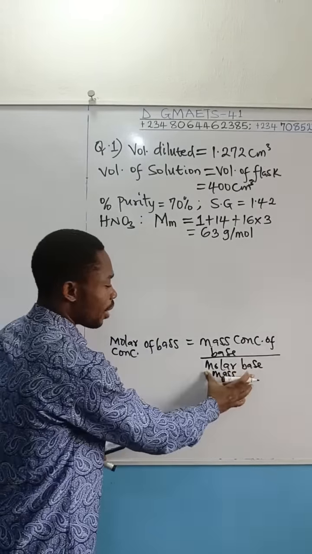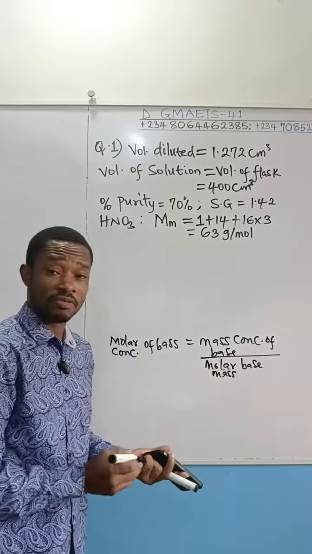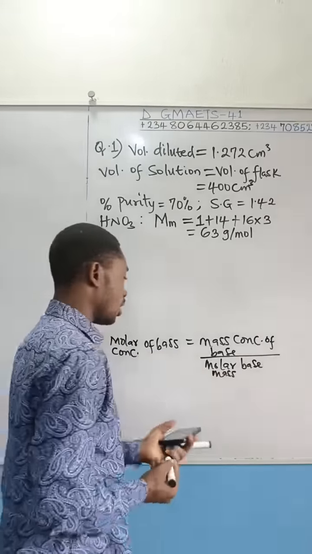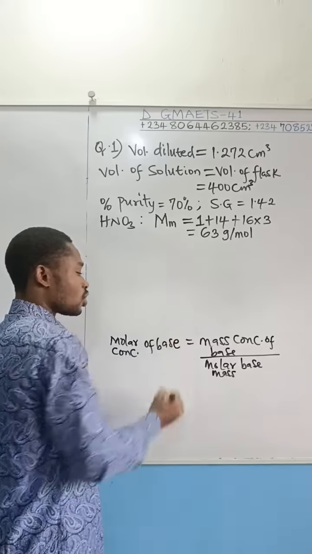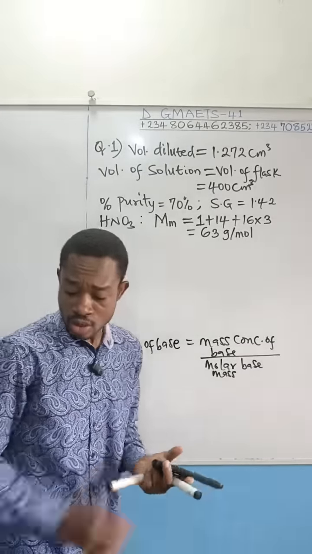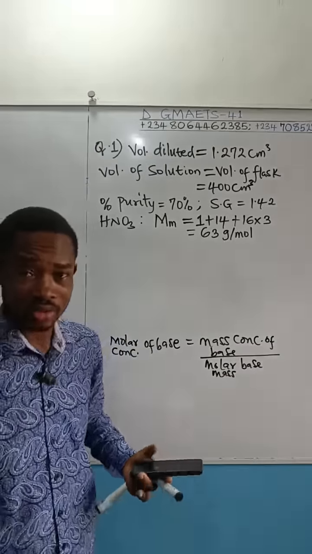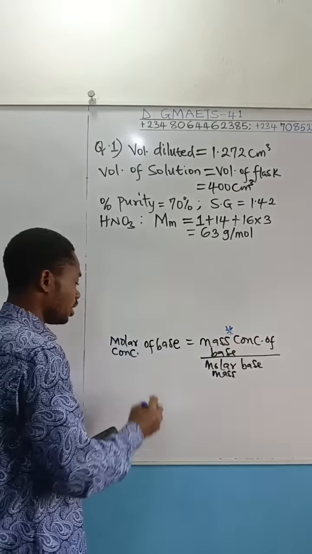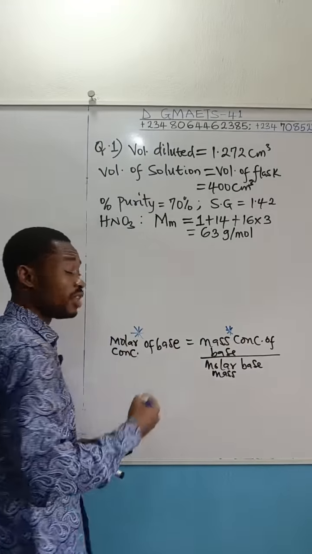Now, to get the molar mass of base, you just make it the subject of the formula. Now, this will go here. This molar conc of base will come down. Are you following right? So, what am I trying to say in essence here? We have this problem in this question: that to get the molar mass of the base, we need to know the value of mass conc of the base. We need to know the molar conc of the base.